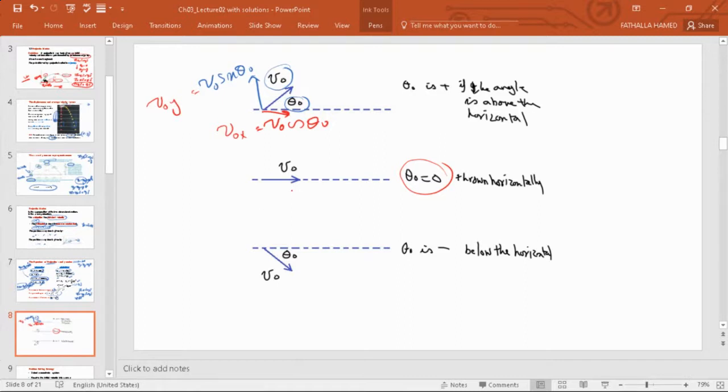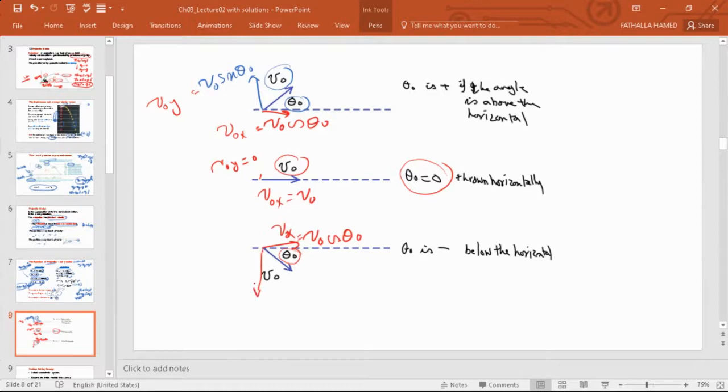Now when you start this way, you're moving horizontally, and with the speed v0. So the v0x here will equal v0, and the v0y will equal what? It will equal 0, because you're not moving along the y. Now in this situation here, if you throw it down relative to the horizontal with theta 0, so in this case here you will have v0 cosine theta 0, and that will be the v0x.